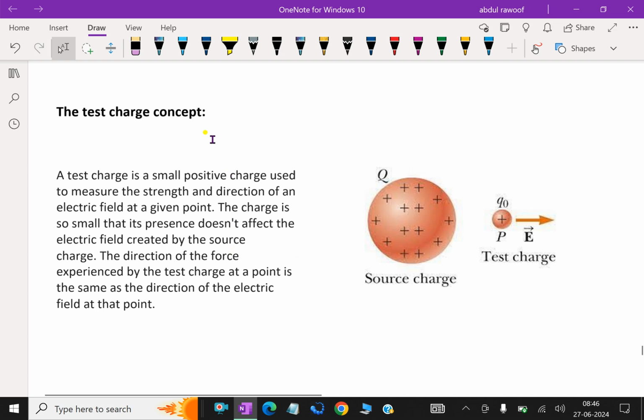The test charge concept. Now let us discuss the test charge concept. The test charge is a small positive charge used to measure the strength and direction of an electric field at any given point. The charge is so small that its presence does not affect the electric field created by the source charge. The direction of the force experienced by the test charge at the point is the same as the direction of the electric field at that point. Suppose here the test charge is positive, and the source charge is also positive.